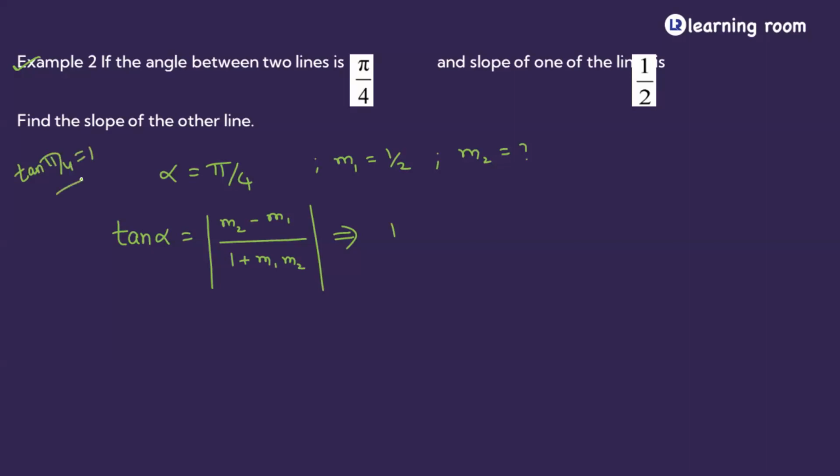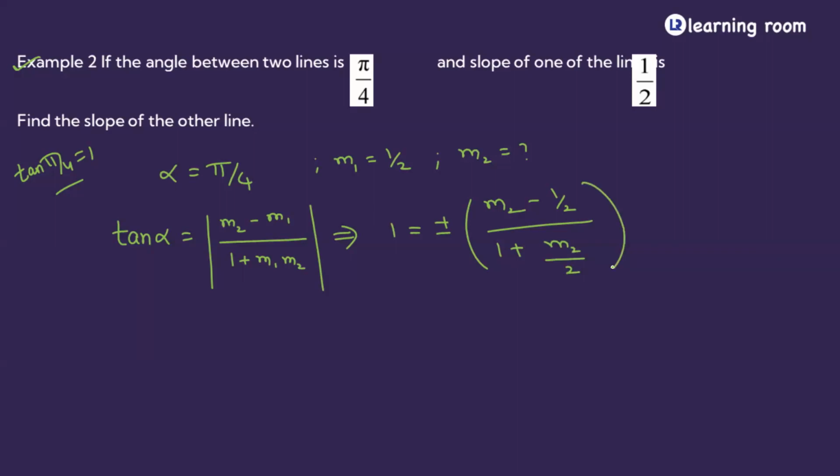So 1 is equal to, whenever you remove this modulus, remember, you should put a plus or minus. What is it that you have? M2 is what we need to find. M2 minus, what is the value of M1? Half, divided by 1 plus M1 M2. M1 is half, M2 is M2 only, so M2 by 2. Makes sense?